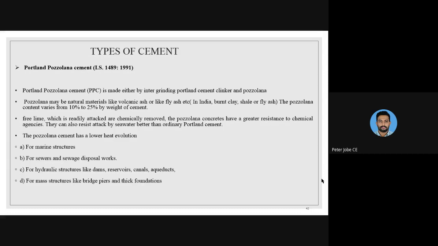Next, it is used for hydraulic structures like dams, reservoirs, canals, and aqueducts, because it has a lower heat of evolution, and for mass structures like bridge piers and thick foundations. Basically, pozzolanic cement can be used anywhere. Nowadays, I don't even know whether people use ordinary Portland cement. It has been largely replaced by Portland pozzolana cement, PPC. You can easily find it, and it will be written on your cement bags as PPC.